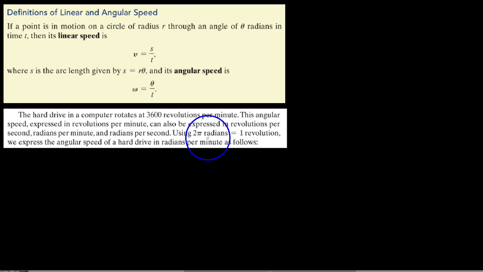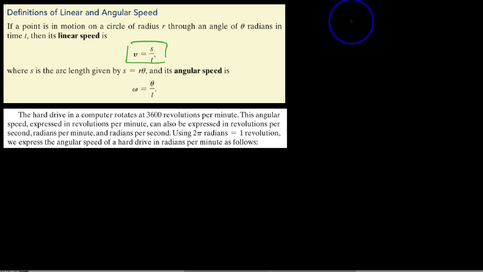So let's go ahead and start by reading through this first sentence here to set up the context. We say if a point is in motion on a circle and the circle has a radius r and it moves through a central angle of theta radians in time t, then its linear speed is defined as v equals s over t, where S is the arc length given by S equals r theta.